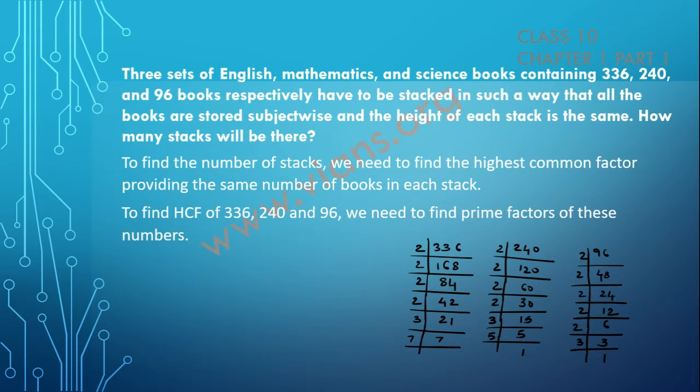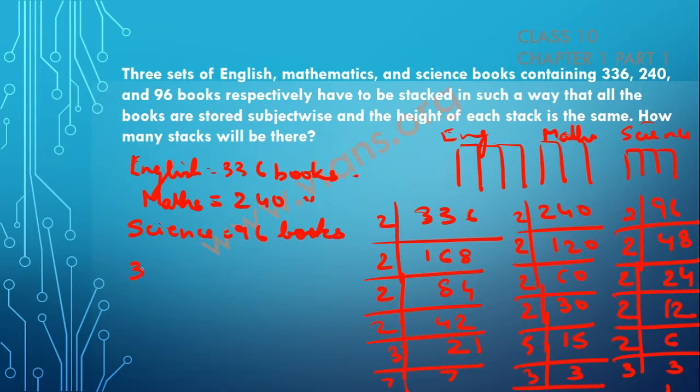So basically what you're saying is your 336 is equal to 2 raised to 4 into 3 into 7. Your 240 is nothing but 2 raised to 4 into 3 into 5, and your 96 is basically 2 raised to 5 into 3. So what is your HCF? HCF is the common factor between these three numbers, that's 2 and 3, raised to their lowest power. So that's going to become 2 to the 4, which is 16. 16 3s are 48. 48 would be your HCF.